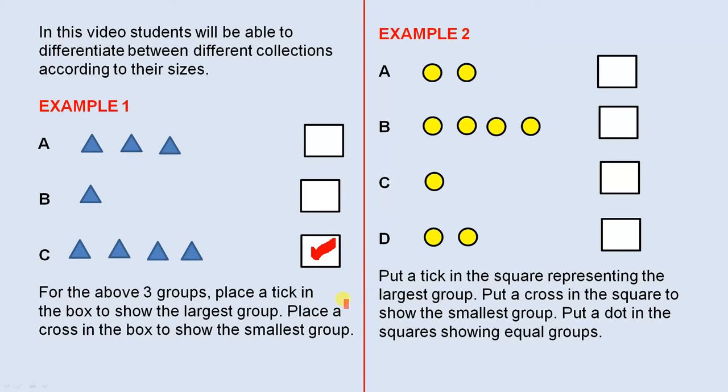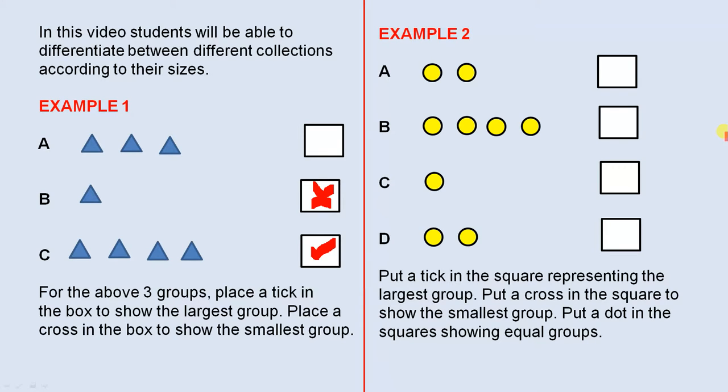Place a cross in the box to show the smallest group. In a similar manner, they would place a cross there because that's the smallest group. It only has one object. So that's just an example of one particular exercise.